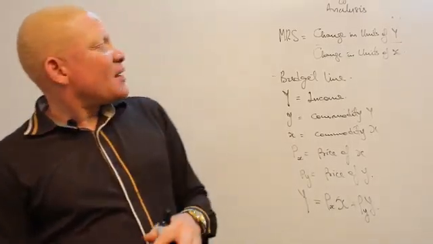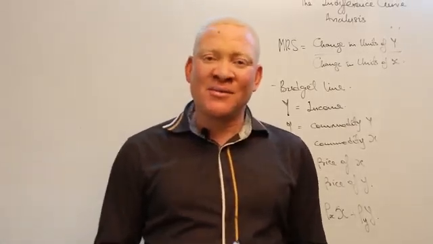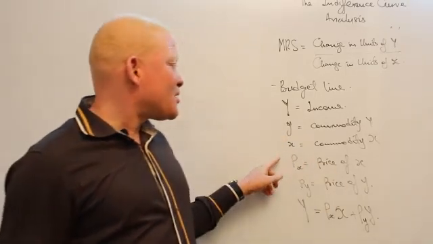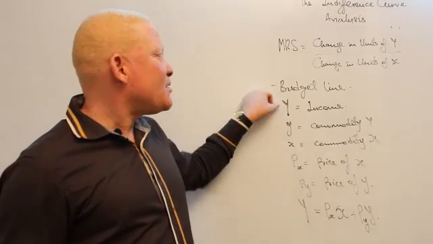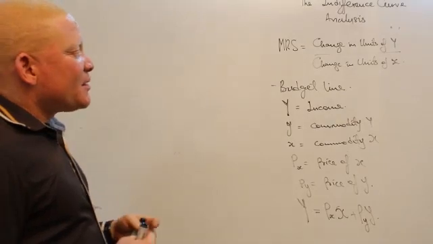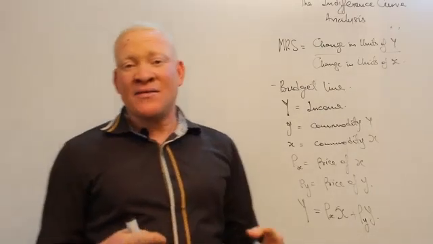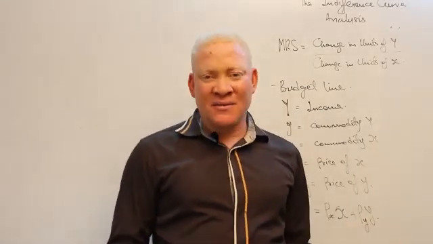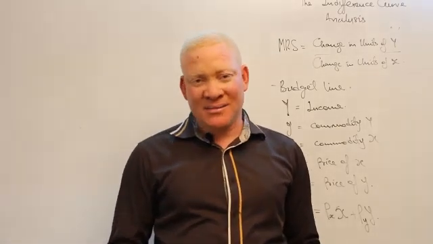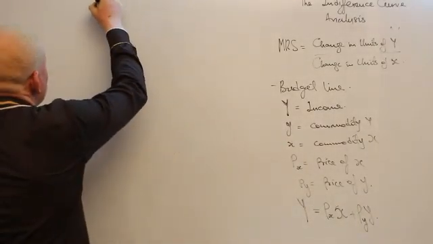Now, like I said before, the budget line tells us the quantities of the two commodities we can get, given the prices, which is the Px and Py, and your disposable income. Now, the budget line also has a negative slope like the indifference curve, but in this case it cuts the x and the y axis. Now let's have a look at this for an illustration.